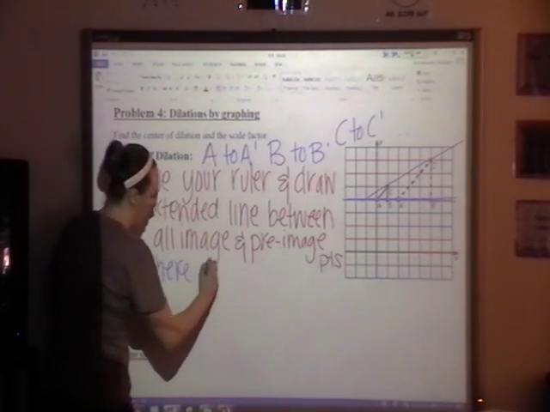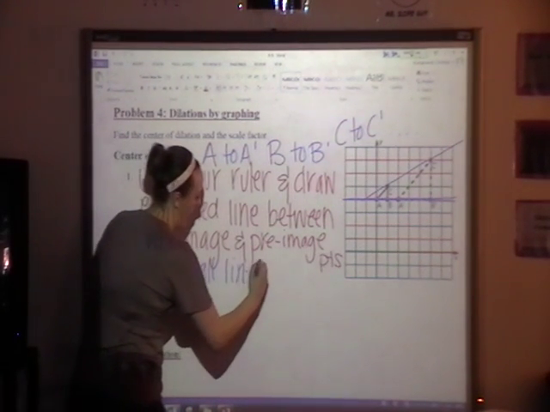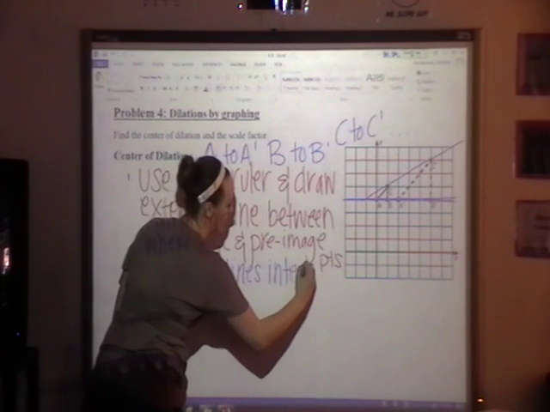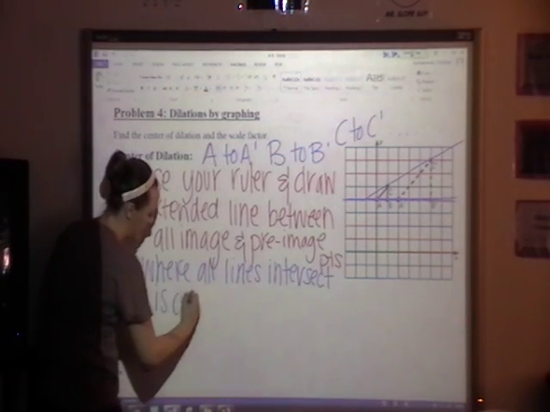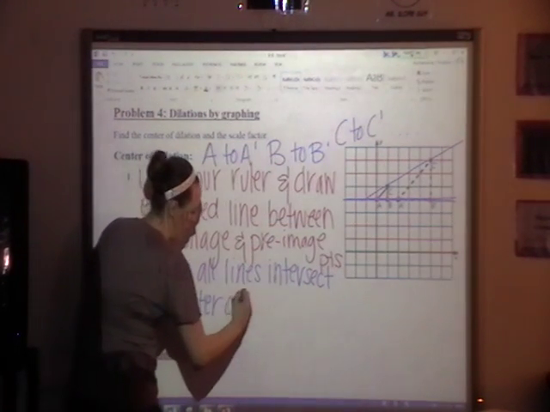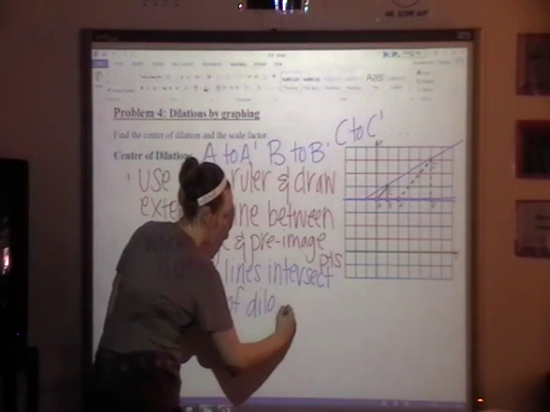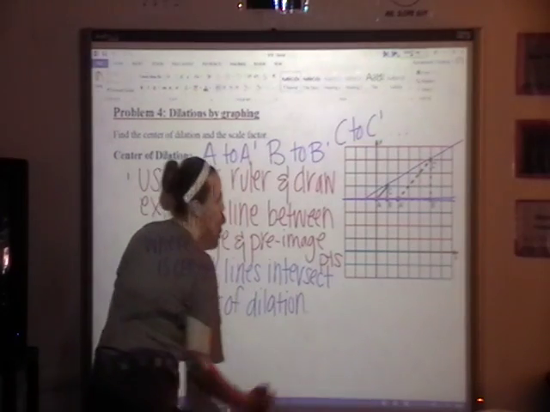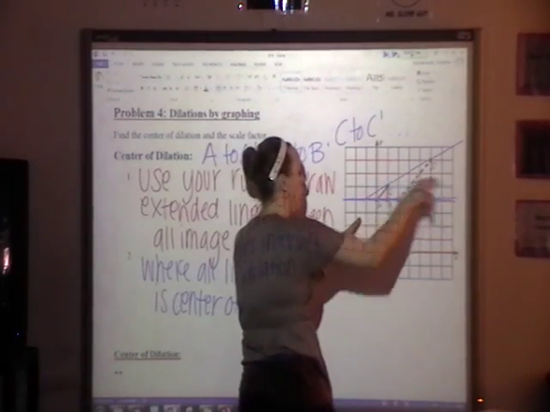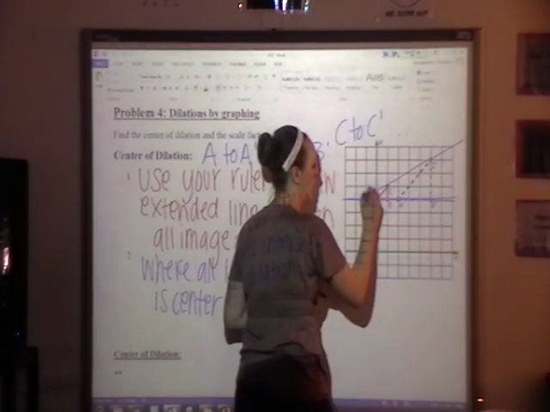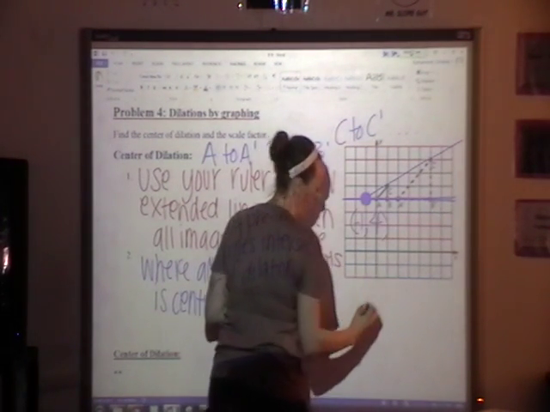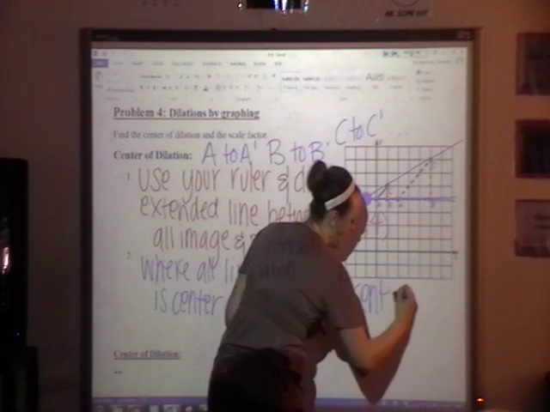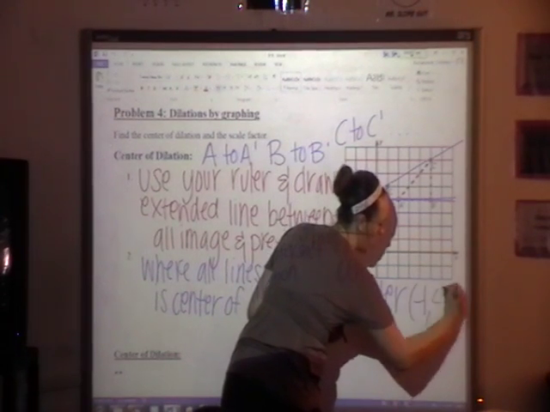Where all lines intersect is center of dilation. So where all my lines intersected, boom, intersected right here. That is at the coordinate point -1, 4. So my center is at -1, 4.